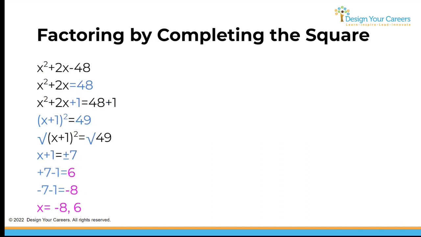Okay, so let's do another example. So first, we have x squared plus 2x equals negative 48, or x squared plus 2x minus 48. So first, let's take the negative 48 to the other side.